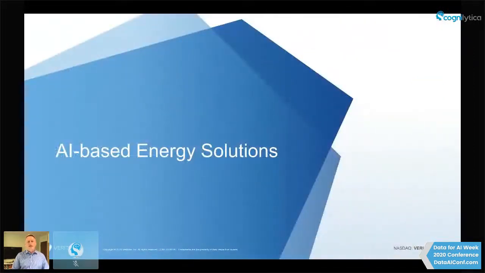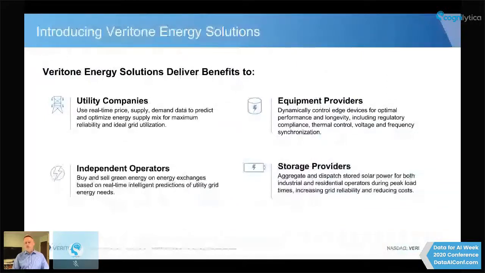So now we're going to take a look at Veritone's AI-based energy solutions. So who do we deliver or solve problems for? We solve problems for utility companies, who definitely need to optimize grid operations for reliability and cost. We solve problems for the equipment providers who need intelligent predictive device controllers for their inverters, capacitors, transformers. We solve problems for the storage providers who are concerned with optimal dispatch, scheduling, and effective battery management.